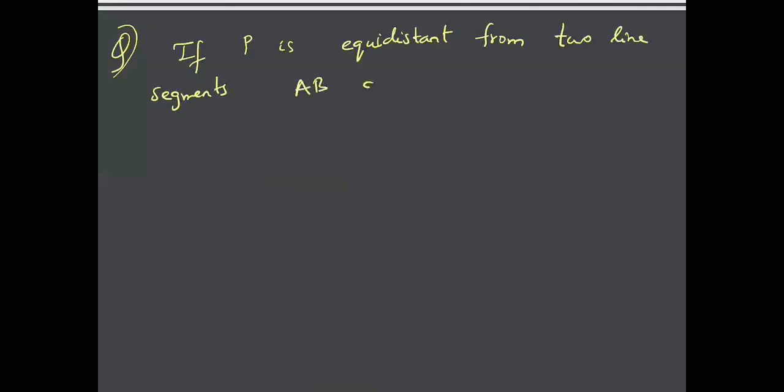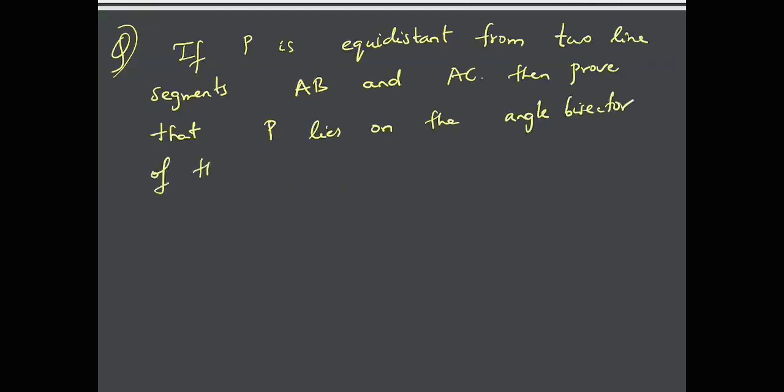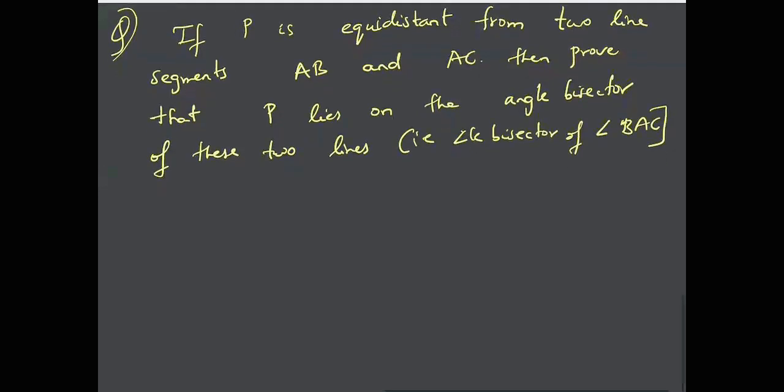Okay. So let us come back to our geometry. So now, say if P is equidistant from two line segments AB and AC, then prove that P lies on the angle bisector of these two lines. That is, the angle bisector of angle BAC. So just try this question, draw the diagram and prove it using the congruencies. So 30 seconds for this.